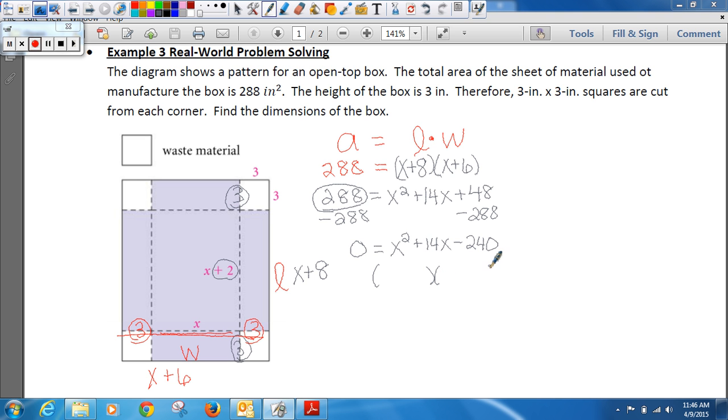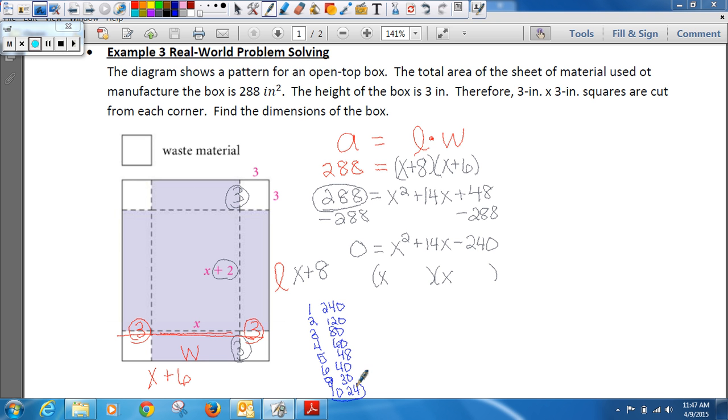Since the second sign is negative, my signs are going to be different. Factors of 240 then, that subtract to give me 14. There's a whole bunch of factors. Let me change my color, maybe they'll show up better. I have 1 and 240, that doesn't work to give me 14. 2 and 120. 3 times 80, 4 times 60, 5 times 48, 6 times 40, 8 times 30, and 10 times 24.